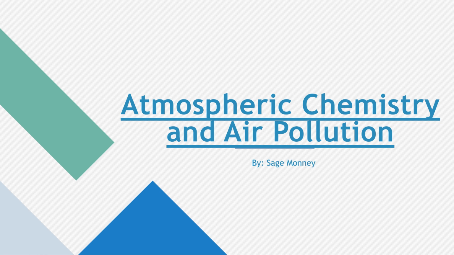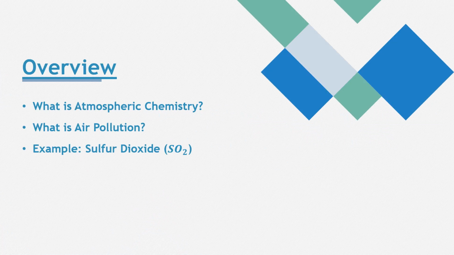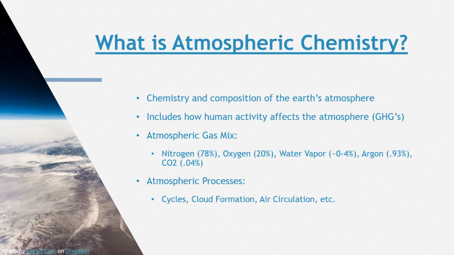In this video, we are going to discuss the topics of atmospheric chemistry and air pollution. We are going to cover the impact of human activity on atmospheric chemistry, discuss secondary air pollutants, and look at a specific example of a pollutant, sulfur dioxide, or SO2.